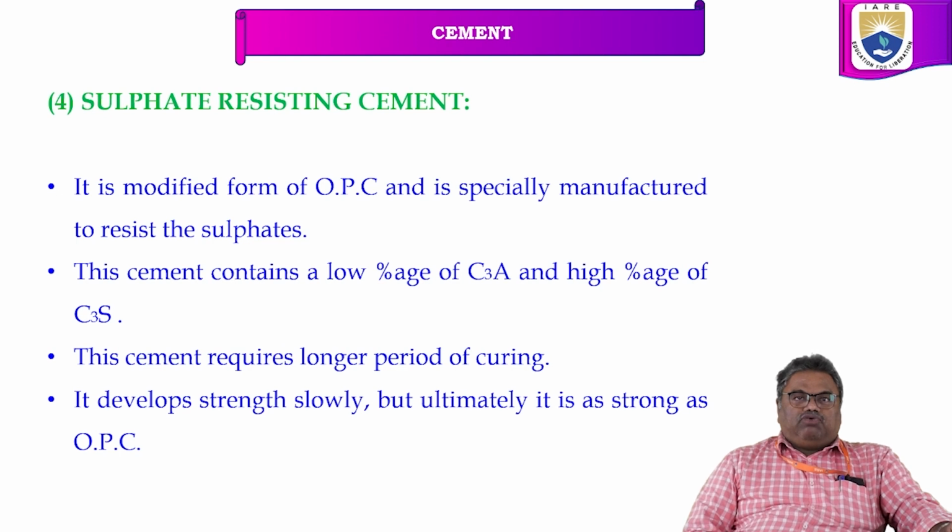The fourth one is sulfate resisting cement. It is a modified form of ordinary Portland cement and is specially manufactured to resist sulfates. This cement contains a low percentage of C3A and a high percentage of C3S.